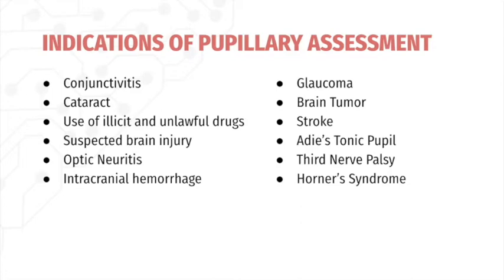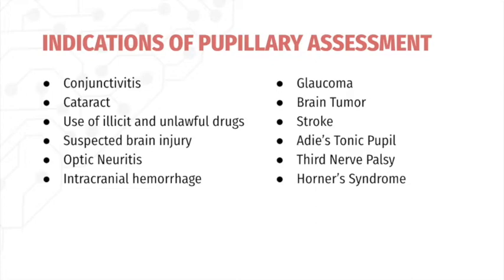The next one, intracranial hemorrhage. Serious bleeding within the cranium can lead to a buildup of pressure on the brain that can lead to brain injury. As a result, in order to assess brain injury, the pupillary assessment should be performed. The next is glaucoma. In glaucoma patients, an irregular pupillary light reflex is usually observed, and these variations can be used to separate glaucomatous eyes from unaffected eyes.